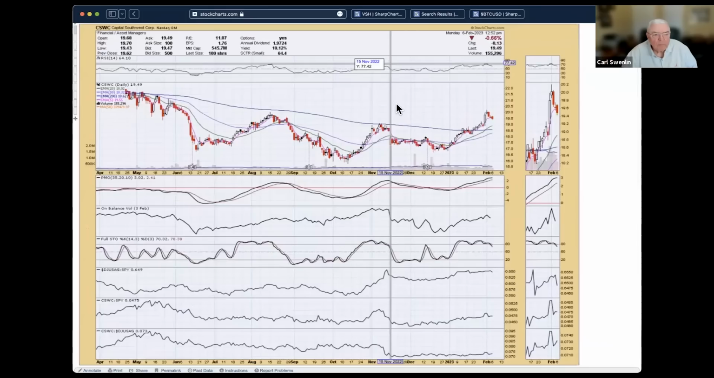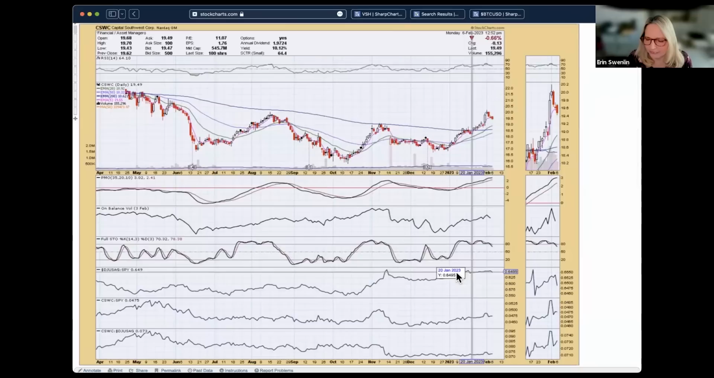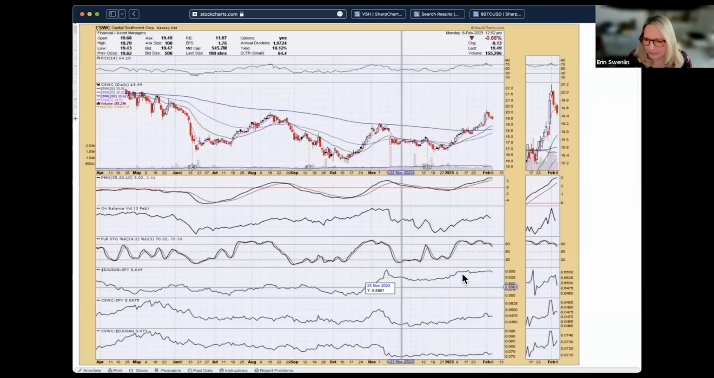CSWC. Financial, let's see, asset managers. Looks like in the shorter term, they're losing a little bit of relative strength, but overall, not so bad. Not so bad here on relative strength for the stock against the S&P.